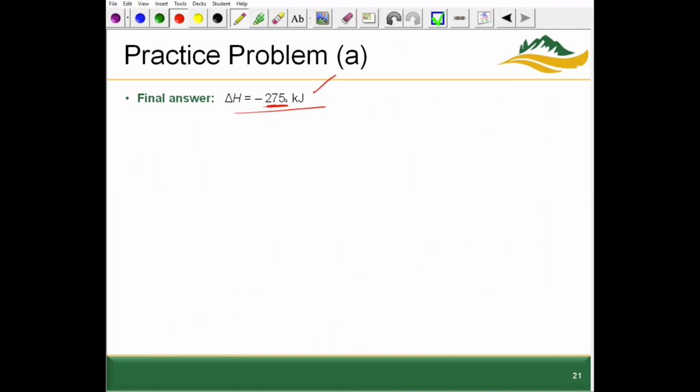So rounding this number off into 3 sig figs, this is the end now of part 4 of chapter 6.